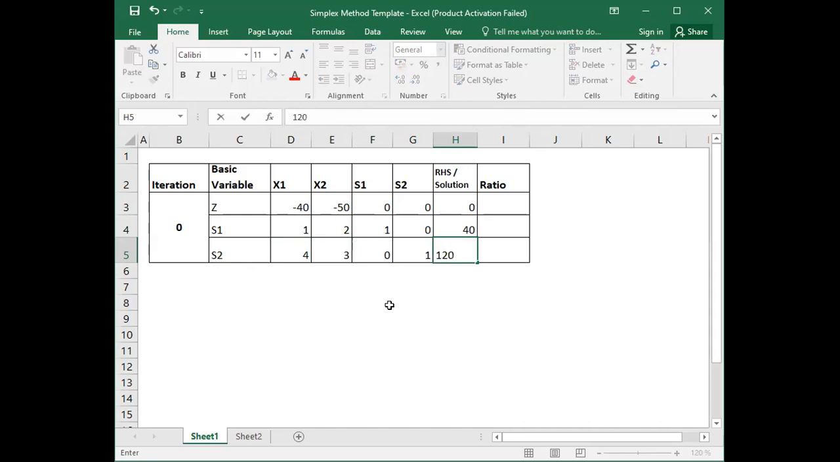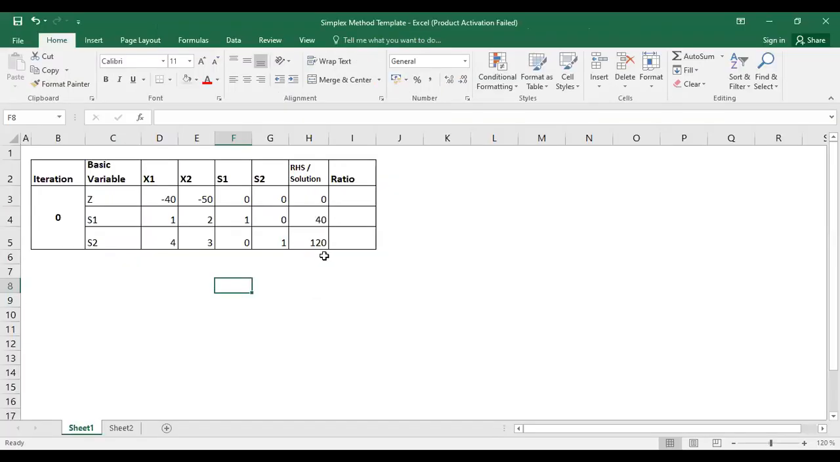Please, any question up to this point? Please, I don't understand why, in the first constraint, the S1 is 1 and the S2 is 0.